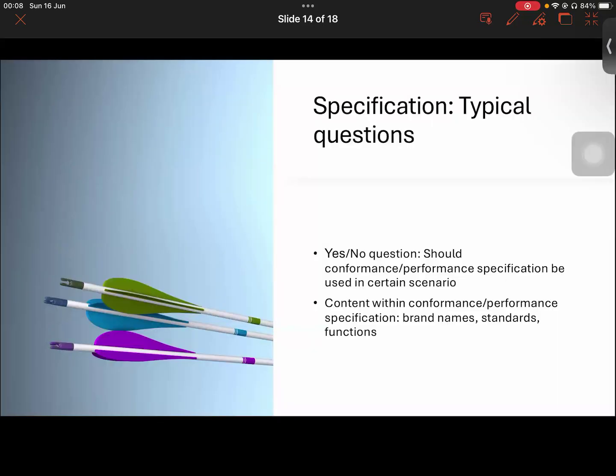One of the most important topics of F1 and F2 is the specification. I may say that out of 60 questions in F2, there would be about 20 questions about specification or related to specification. They are quite significant, one third of the exam.